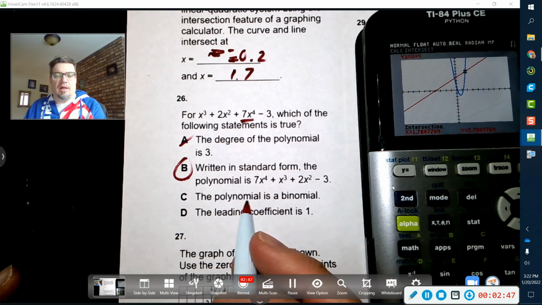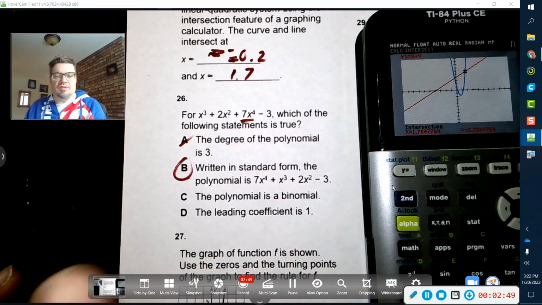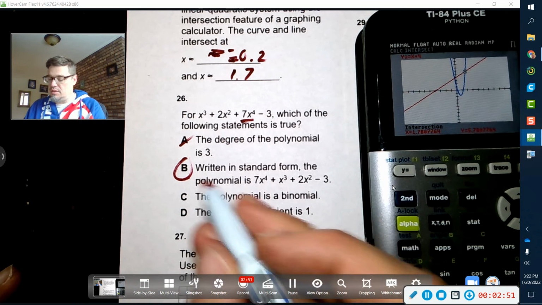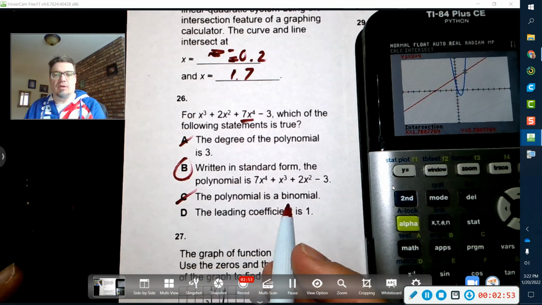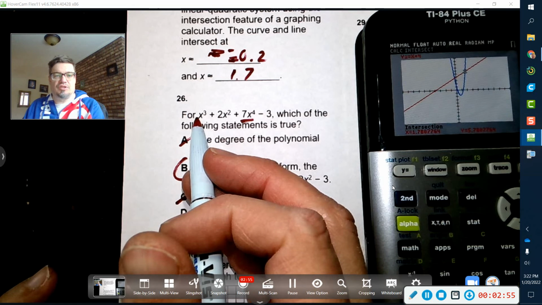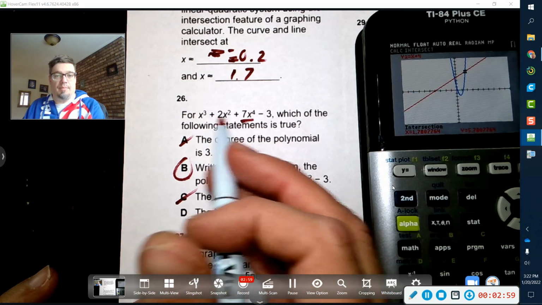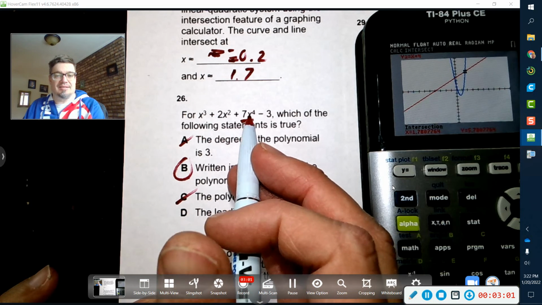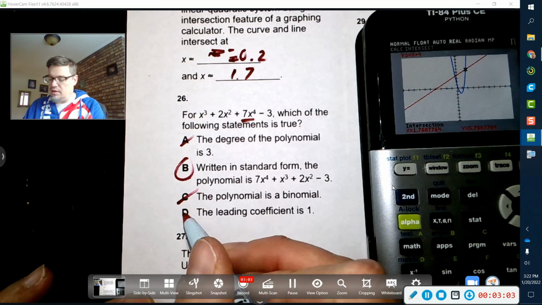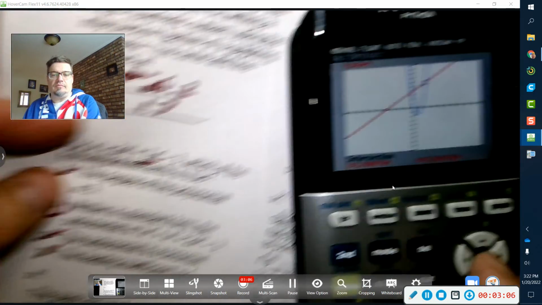C, the polynomial is a binomial? No, a binomial is just any polynomial with two terms, and this has 4 terms. The leading coefficient is 1. Now, if this was true, if that was an x to the 3rd power, then it would be a 1. But since this guy actually is the real standard form, the leading coefficient is actually 7.